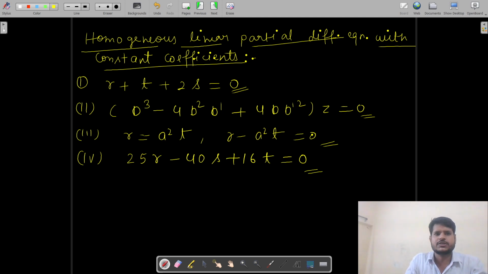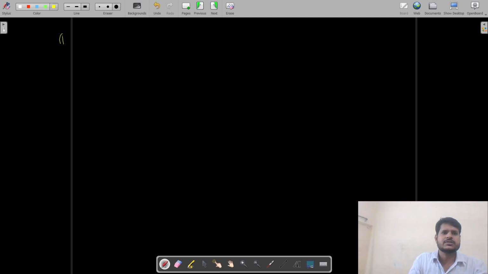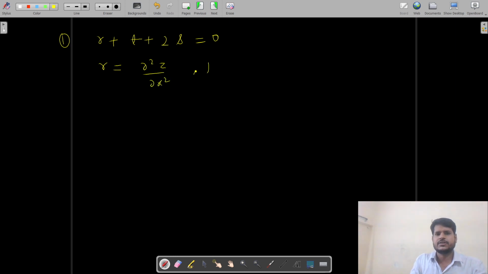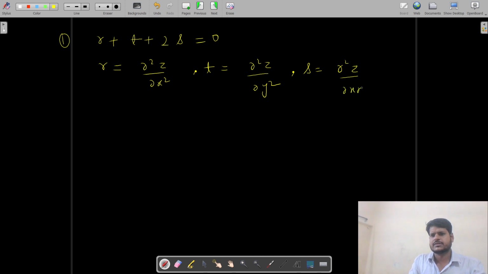Now the first problem: we have r plus t plus 2s equal to 0. Where r is equal to d square z over d x square, and t is d square z over d y square, and s is d square z over d x d y.